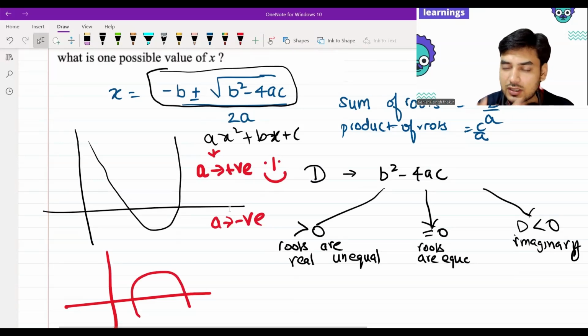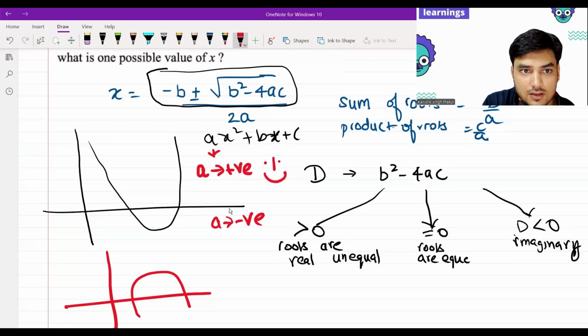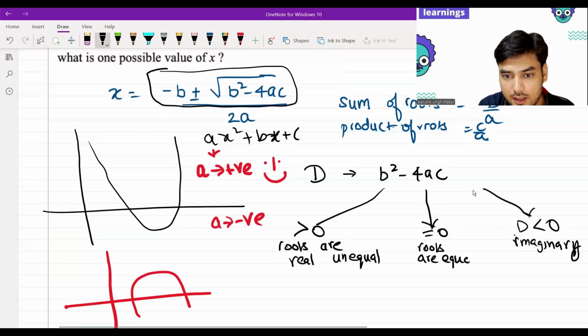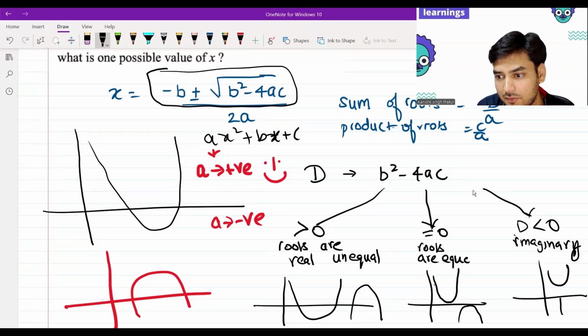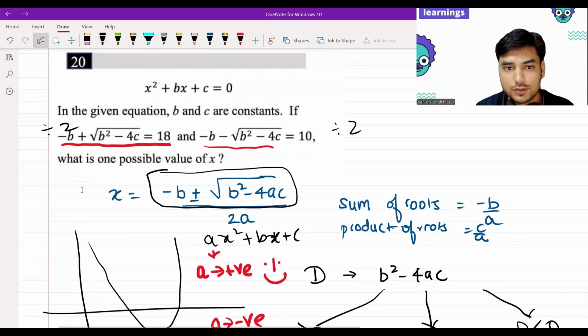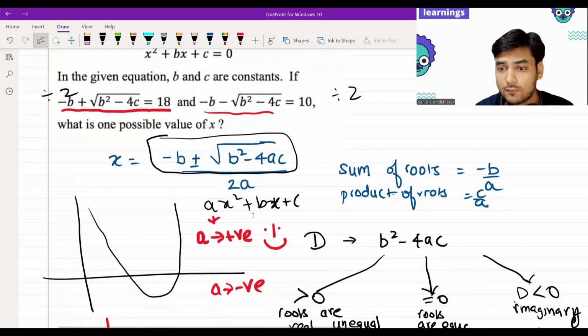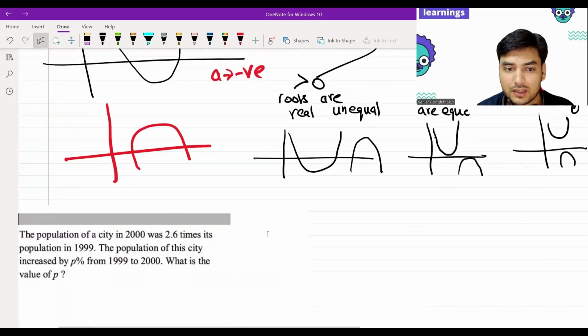And b square minus 4ac will tell whether it cuts the x-axis, whether it touches the x-axis, or whether it does not touch the x-axis. So if a is positive, your graph will be like this, or it can be like this. If roots are equal, the graph is touching the x-axis, or like this, and for imaginary roots, it will be totally above or below the x-axis. So all the things I have covered for the quadratic equation: sum of roots, product of roots, and all these formulas should be on your mouth if you are preparing for SAT.